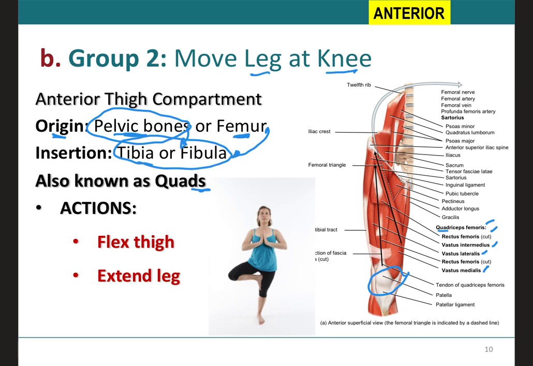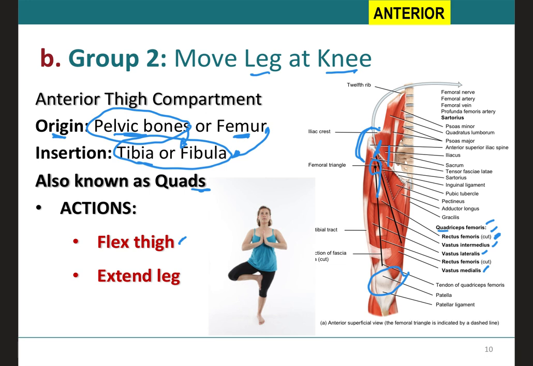The only one that will cross both joints, the hip and the knee joint, is going to be the rectus femoris. Therefore, when the rectus femoris by itself contracts, it will flex the thigh because it will be pulling, notice over here, it will be pulling your thigh up at the hip, so it will be decreasing the angle at the hip. So flexion of the thigh at the hip.